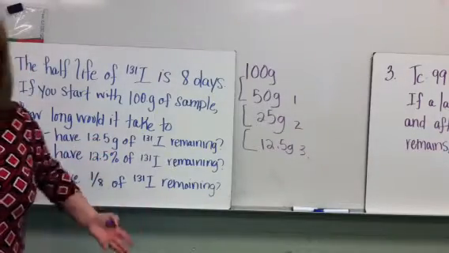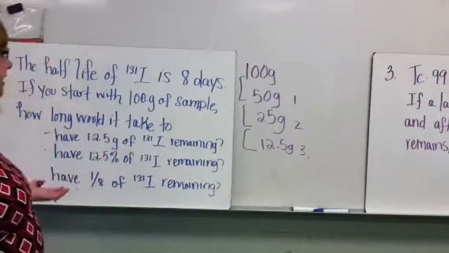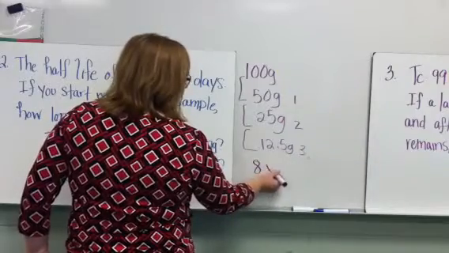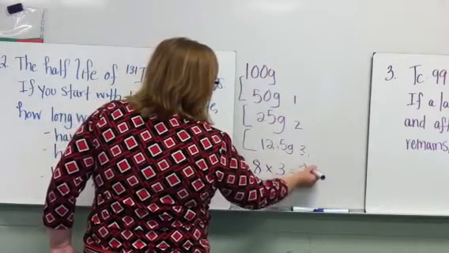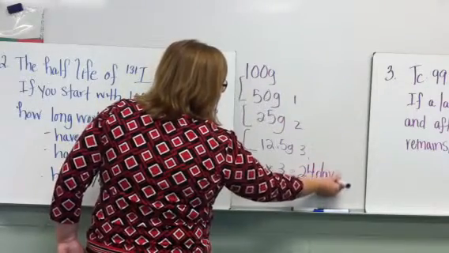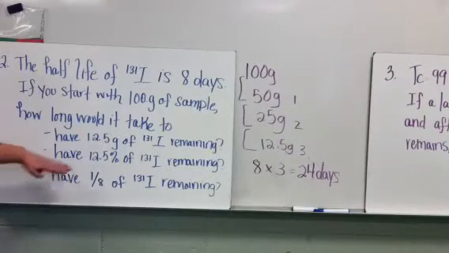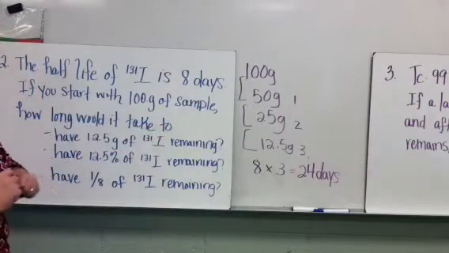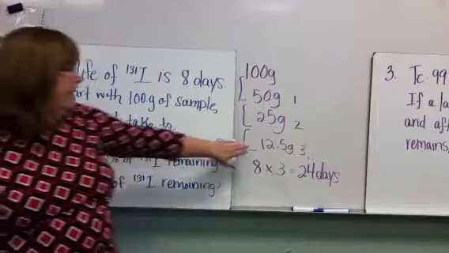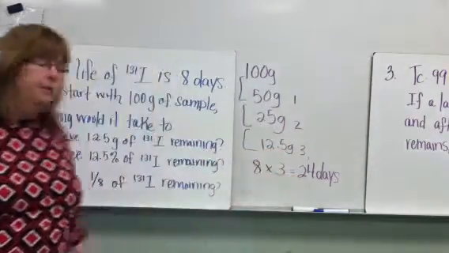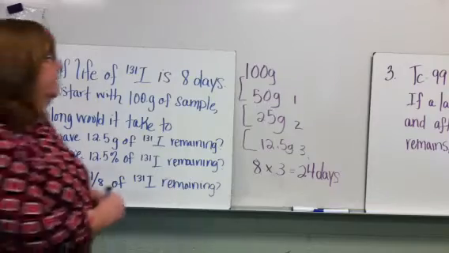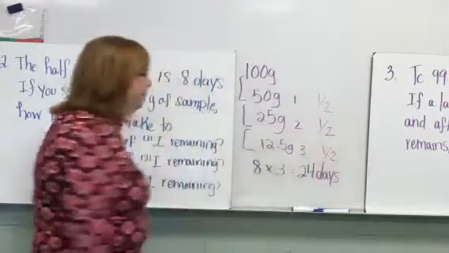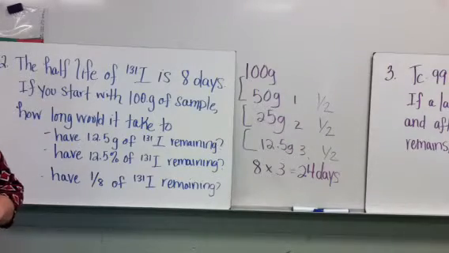Well, each half-life is 8 days. It took 3 half-lives to get down to 12.5 grams. So how long? Well, 8 days is a half-life. It took 3 half-lives. The answer would be 24 days. Okay, if they wanted to know to have 12.5% remaining, we would just do the same thing with percent. We would see that to get down to 12.5% here, it would be 3 half-lives. The answer would be 24 days. Or 1/8 of it, you would have said 1/2, another half. That is 1/8, which would take 3 half-lives, times 8 is 24 days.